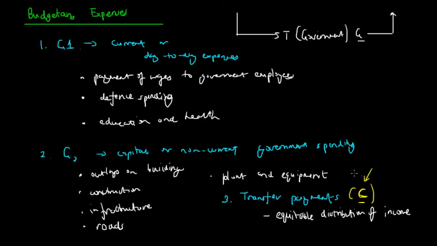So they're the three different types of budgetary expenses that the government undertakes. G1, or current or day-to-day expenses. G2, capital or non-current expenses by the government. And lastly, transfer payments to those in need of that extra money because they are either unemployed or need to care for a larger family and they can't afford to with the current income they have. And this is recorded as consumption expenditure.